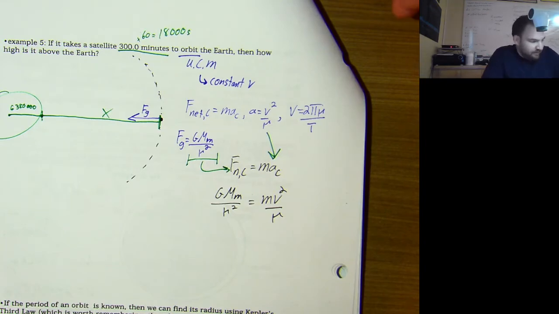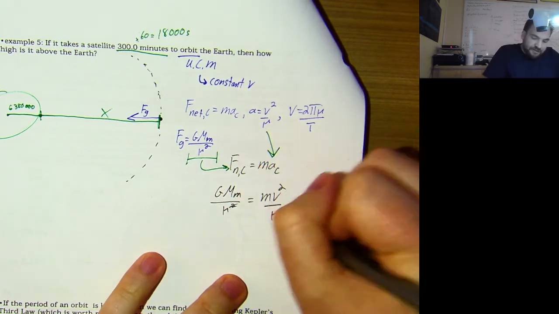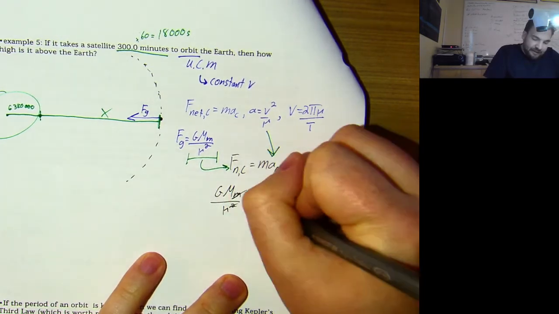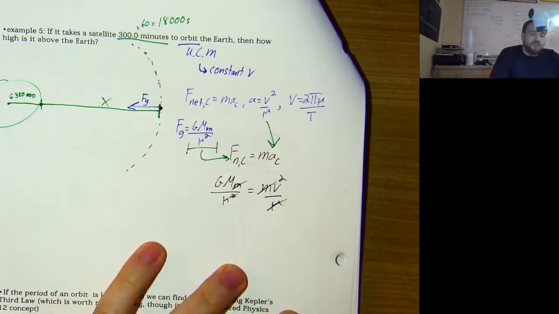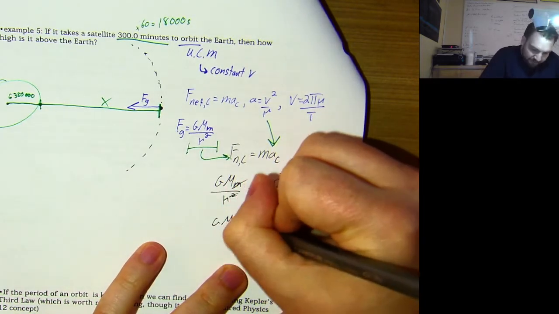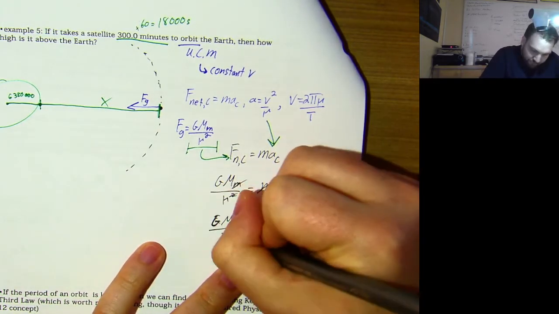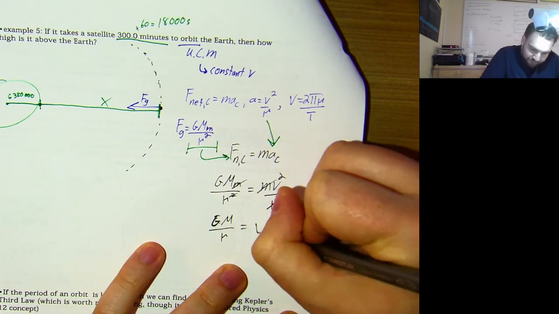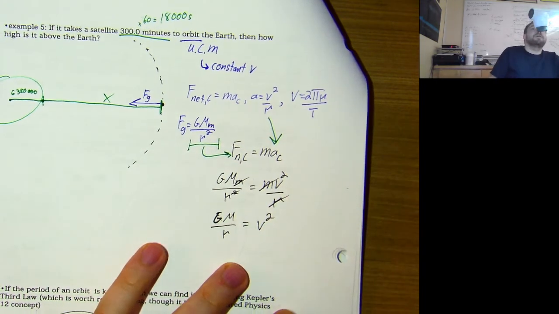Not yet. We're going to cancel one of the r's. I heard that from the back. And we're going to cancel out the little m's. So we're going to get G M over r is equal to v squared.